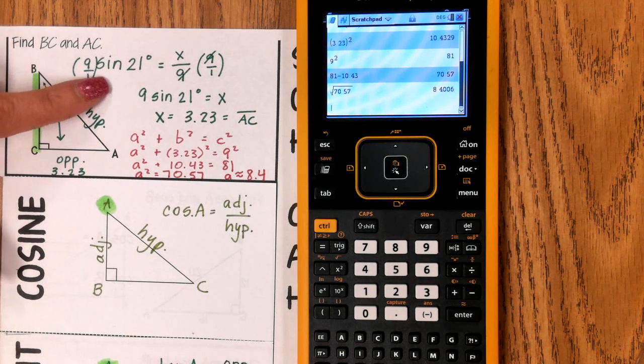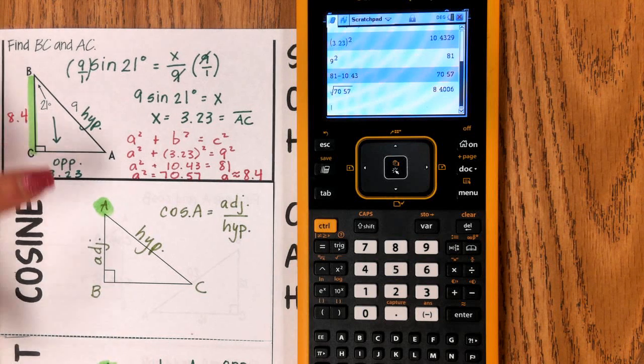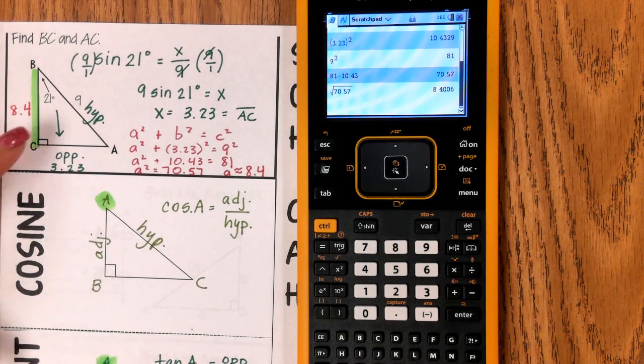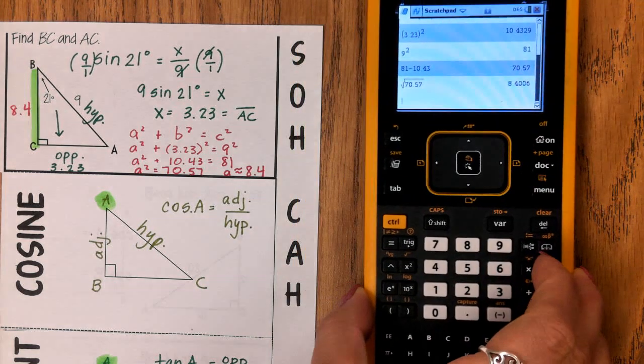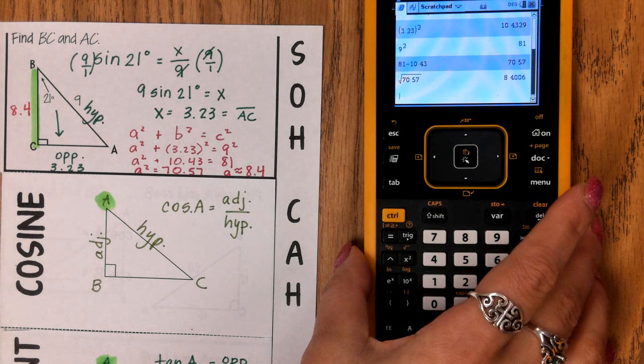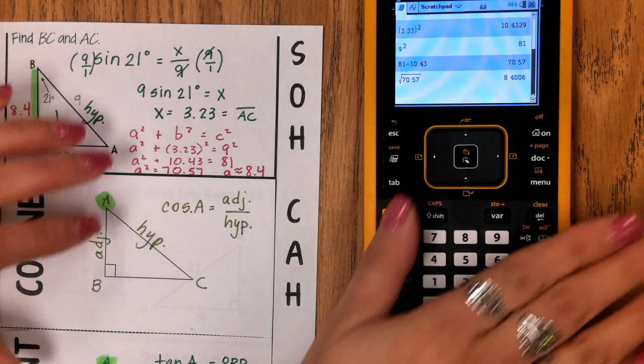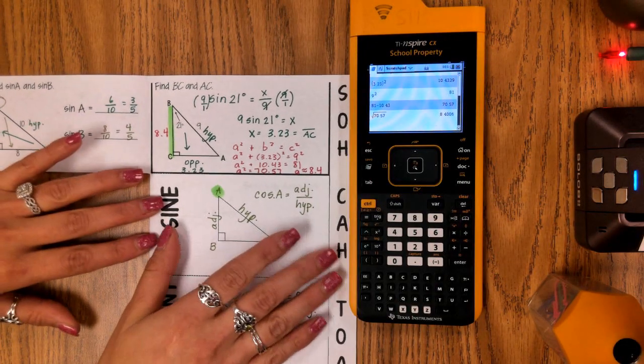So up here at the top we use sine to figure out one side, and then at the bottom we use Pythagorean theorem to find the next answer. Alright, so that's sine. That's just one example for sine for each one. So now we're looking at cosine.